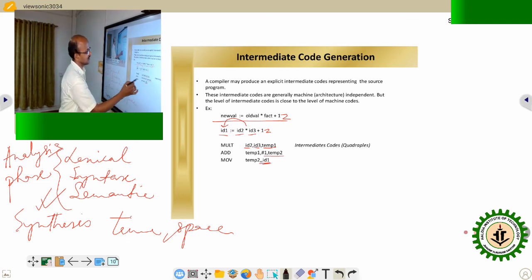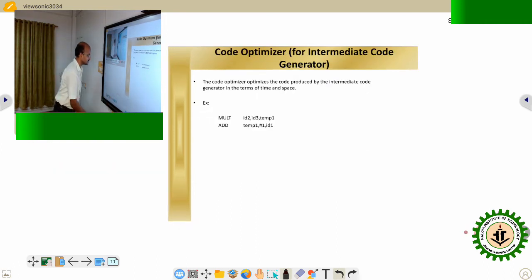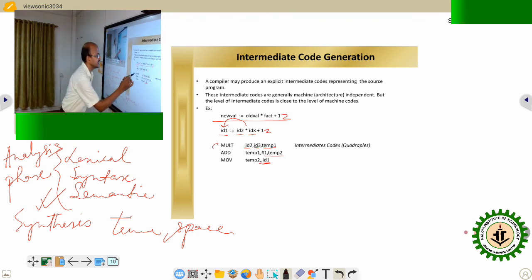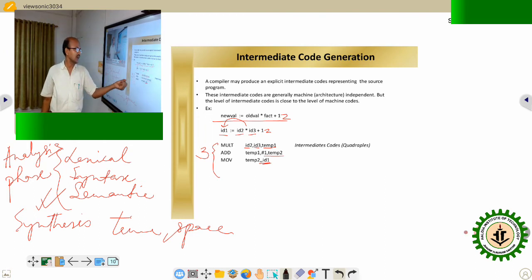Now code optimization. What form of optimization can we perform? Go to the previous slide here. How many intermediate code instructions are there? There are 3 instructions here. First of all, the multiplication result is stored into temporary 1, and the addition is done into temporary 2, and then temporary 2 is stored into identifier 1.